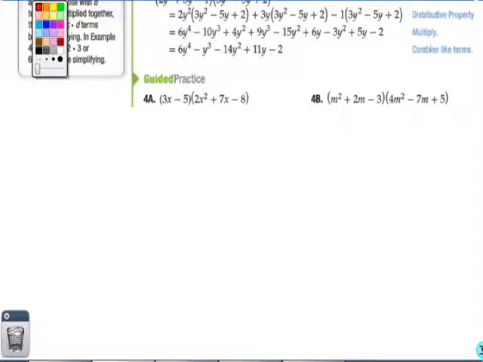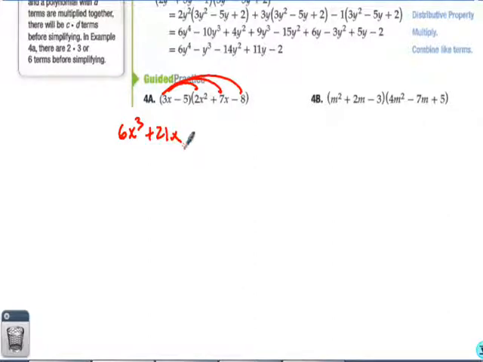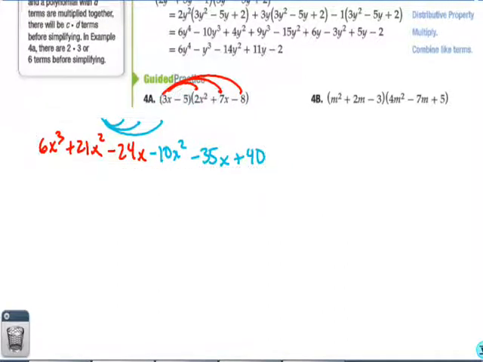If we just distribute, I'm going to take 3x times each one of these. So I have 6x cubed plus 21x minus 21x squared. Then I'm going to take the negative 5 times each. Okay, and actually we'll do a different color here so we can really see what we're doing. So negative 5 times each one of these. So this is minus 10x squared minus 35x plus 40. Okay, so now I have all that.